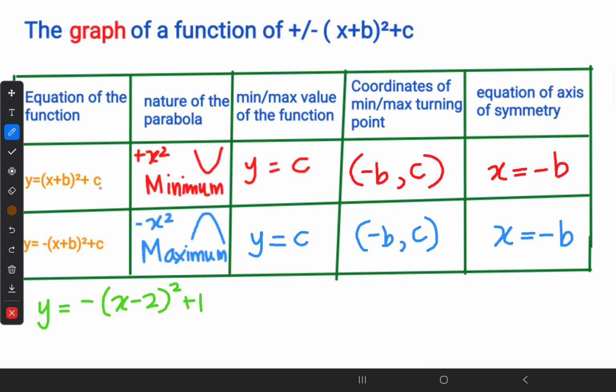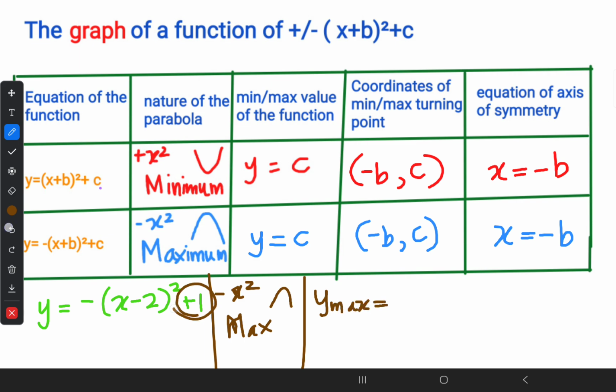So in the second example, when you expand this, you will have a negative value for the x squared. So it could be a maximum parabola, like this. Its maximum value y max would be c, the constant. Since the constant is 1, y maximum would be 1.